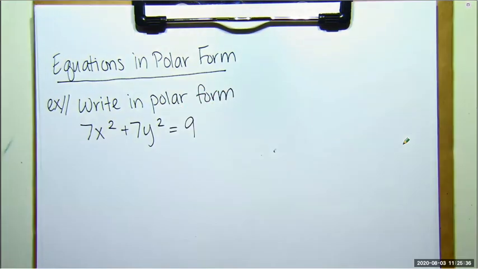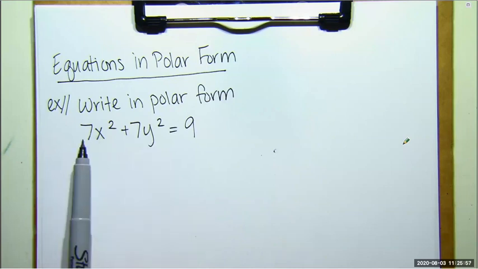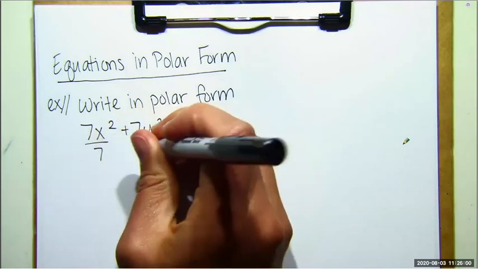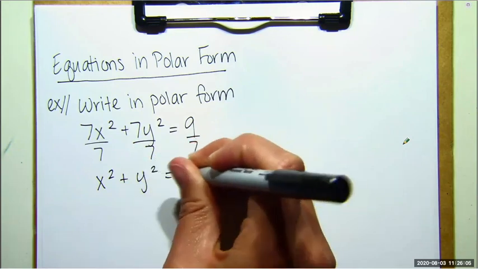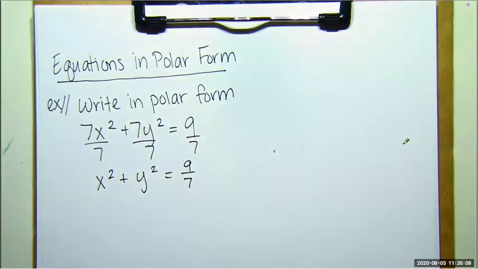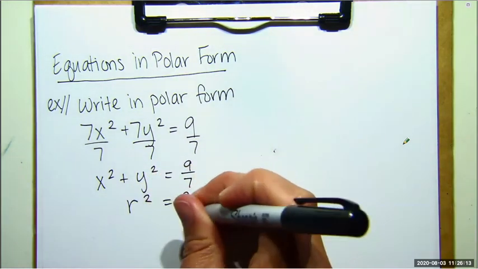Okay, so first up, I have an equation. So 7x squared plus 7y squared is equal to 9. We are asked to write this in polar form. Okay, so in polar form, what I want to do is have it in terms of r and theta instead of x and y. So there are a couple tricks here. The first thing I see is x squared plus y squared. So we know that x squared plus y squared is equal to r squared. Okay, so what I'm going to do is start by just dividing everything through by 7. And I get x squared plus y squared is equal to 9/7. Okay, we know x squared plus y squared is equal to r squared. So I get r squared that is equal to 9/7.